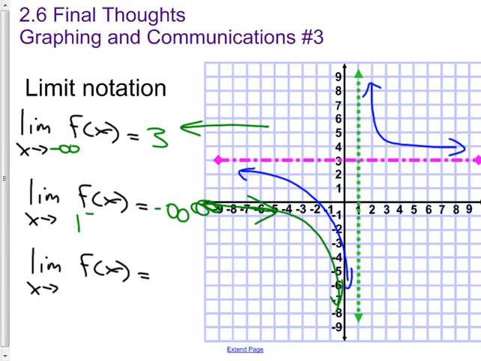And then how do I write the other one? Yep. 1 from the positives. Good. And then that would be coming from over here in the positive x's, and I go this way, and I get sucked up that way. Final answer? Infinity. Raise your hand if you had those right.